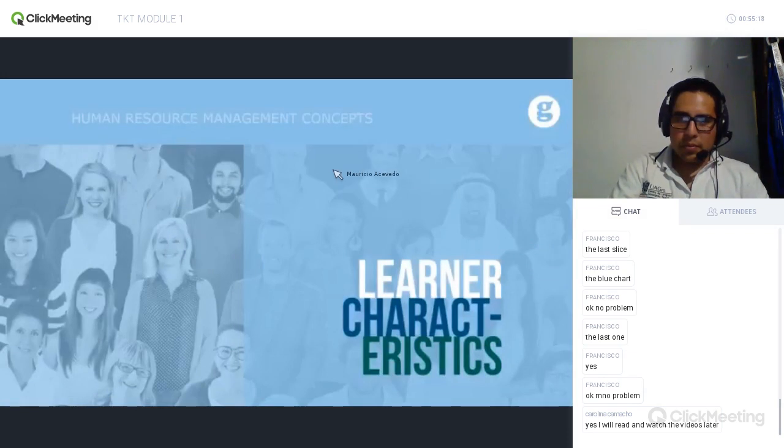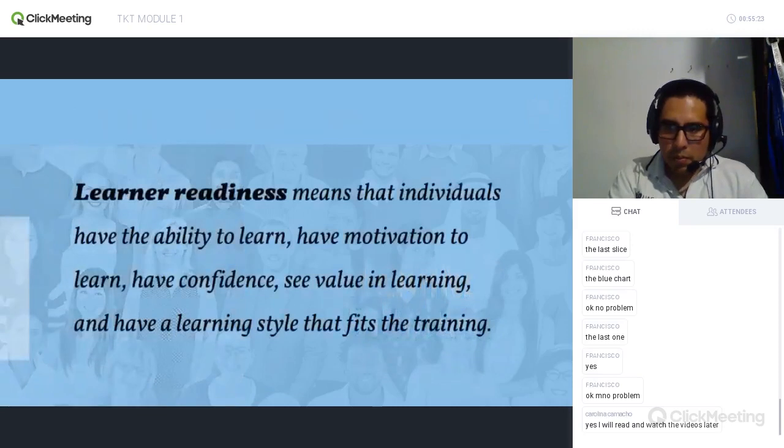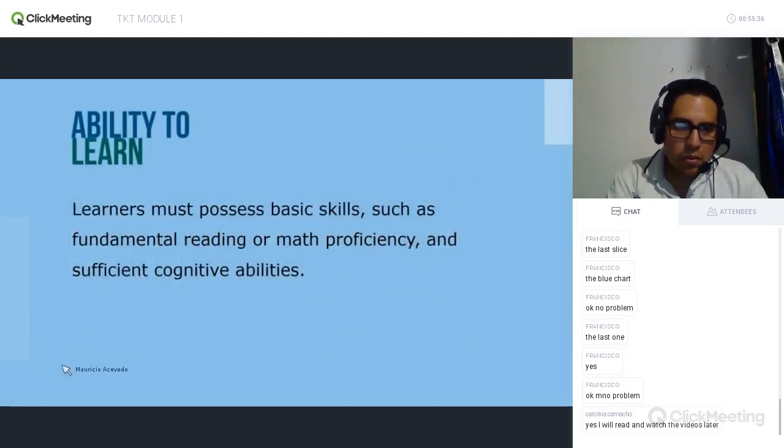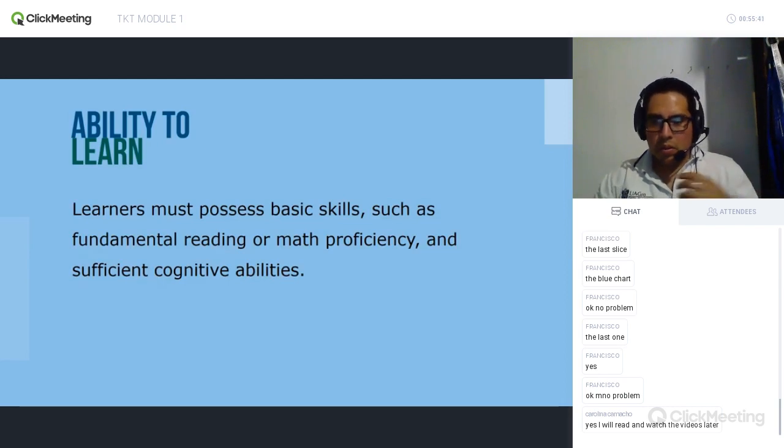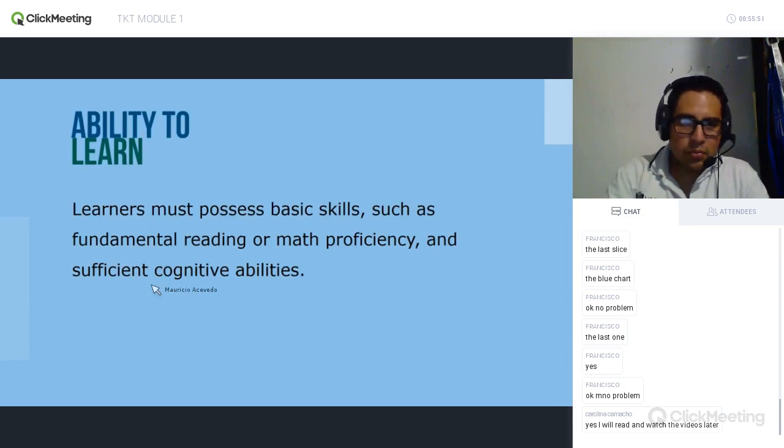For training to be successful, learners must be ready and able to learn. Learner readiness means that individuals have the ability to learn, have the motivation to learn, have high confidence, see the value in learning, and have a learning style that fits the training. Learners must possess basic skills, such as fundamental reading or math proficiency, and sufficient cognitive abilities. Organizations may discover that some workers lack the cognitive ability to comprehend their training. Some have found that a significant number of job applicants and current employees lack the reading, writing, and math skills needed to learn on the job.